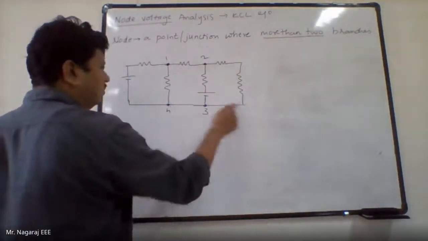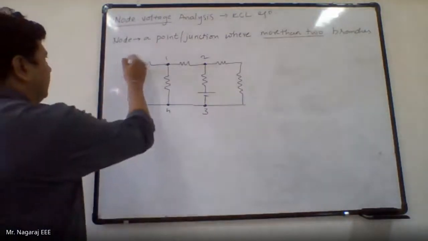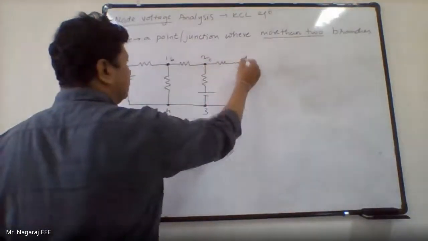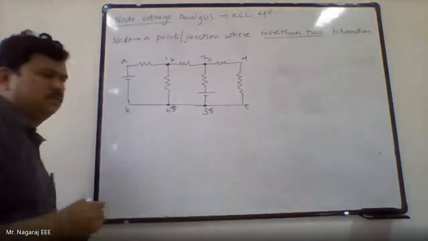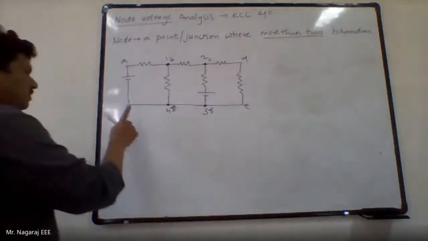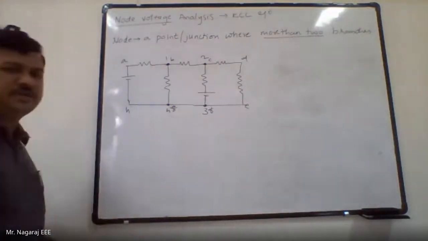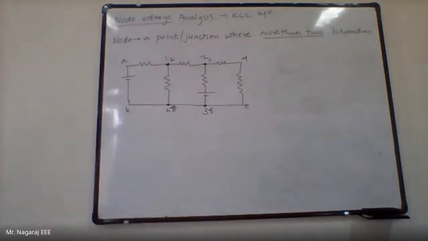But if you see this circuit, all these lower, or if you name A, B, C, D, E, F, G, H, so E, F, G, H is the same connection. There is no change. So what we have to do is, first we should recognize the node.